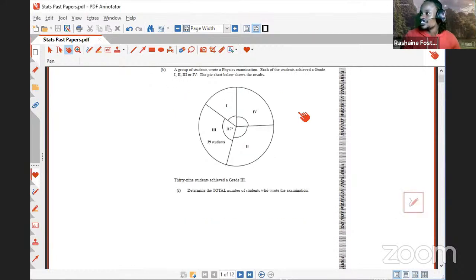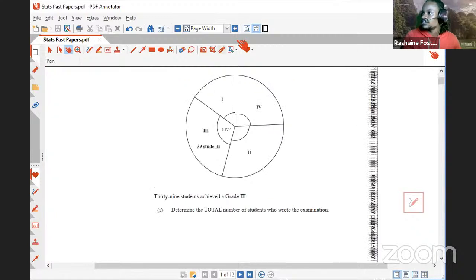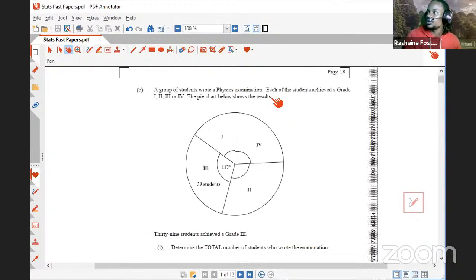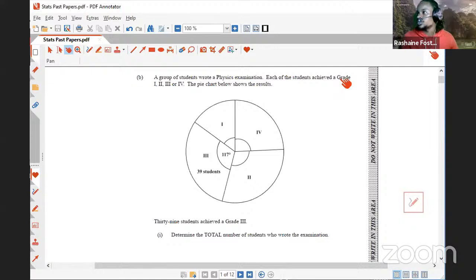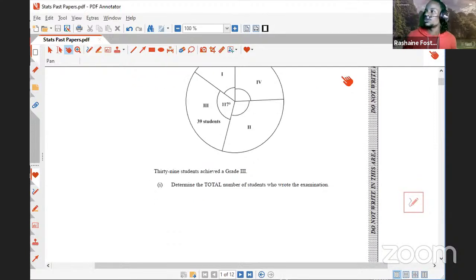If not, let's look at this and see what we would do. A group of students wrote a physics exam. Each of the students achieved a grade 1, 2, 3, or 4. The pie chart below shows the results. 39 students achieved a grade 3. Determine the total number of students who wrote the examination. Whenever you're doing a pie chart question, there are a couple of formulas that we need to make sure we know, and this is one of them.